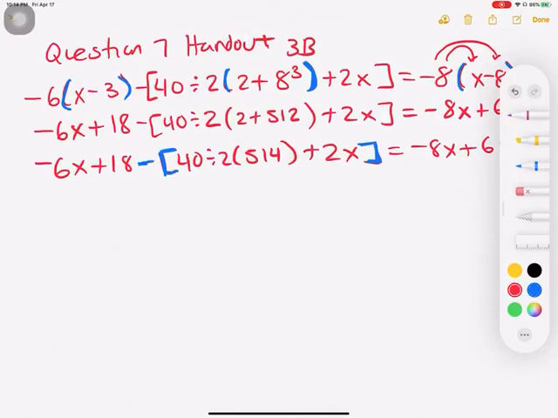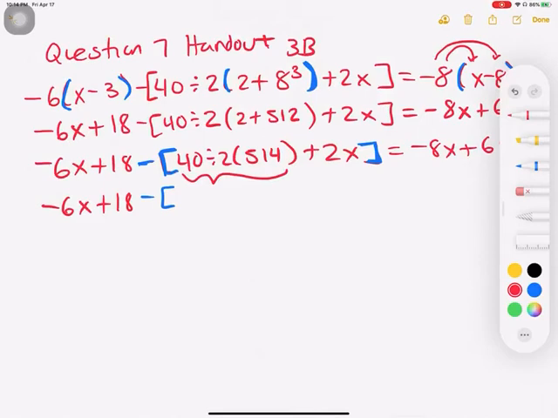So let's see, negative 6x plus 18. I'm going to simplify everything inside first. And here I have a situation. So I have 40 divided by 2 times 514. So remember that PEMDAS says that I have to do multiplications and divisions from left to right, whatever happens first.